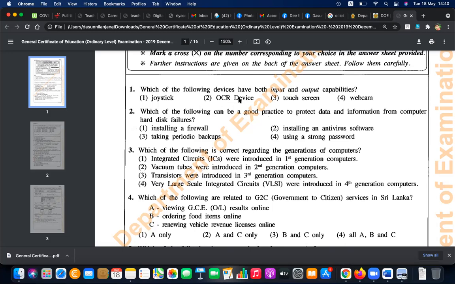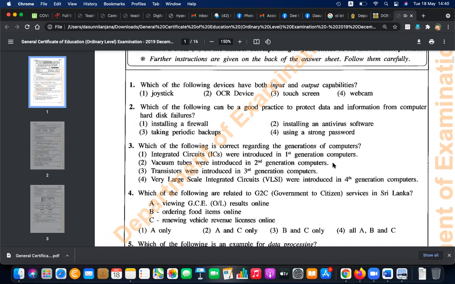Then the second one, which of the following can be a good practice to protect data and information from computer hard disk failures?